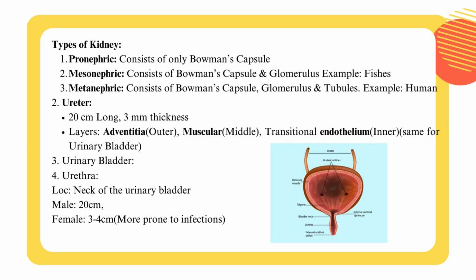They play an important role in micturition. We will see what is micturition in the coming slides. Next one is 4. Urethra. It is located in the neck of the urinary bladder. The length of the urethra in male is 20 centimeters and female is 3 to 4 centimeters. That's why females are more prone to infections.